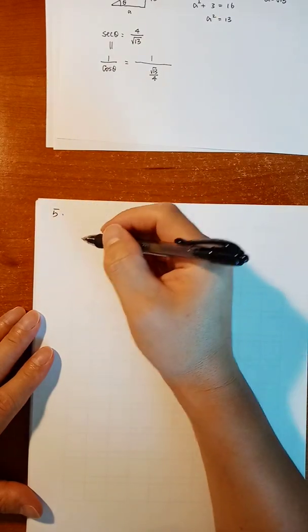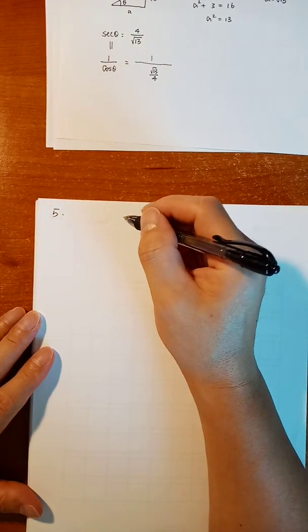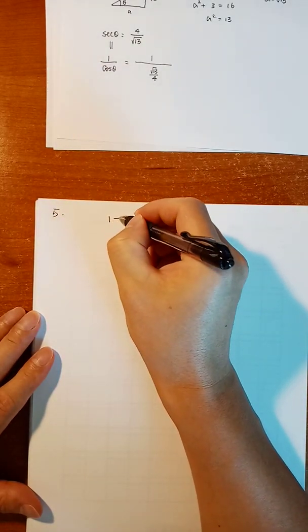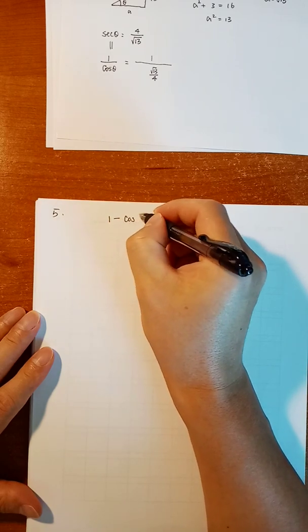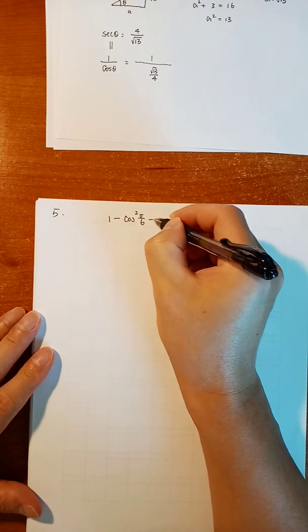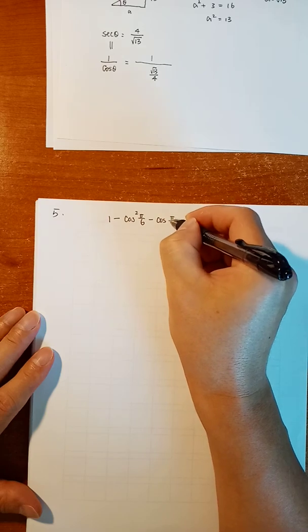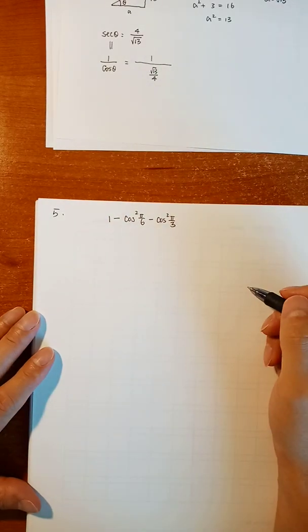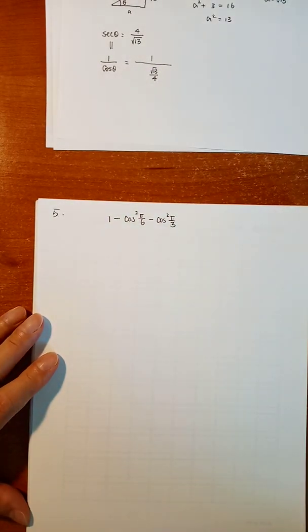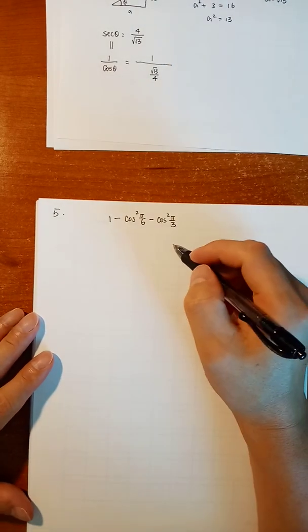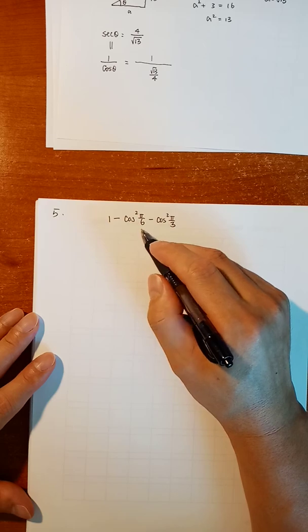Problem 5. Find the exact value of the expression 1 minus cosine pi over 6 squared minus cosine pi over 3 squared. Well, there are multiple ways to do it. If you can remember or memorize it, you can directly memorize.